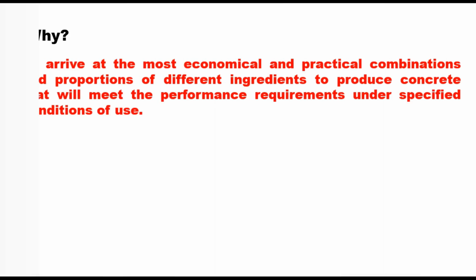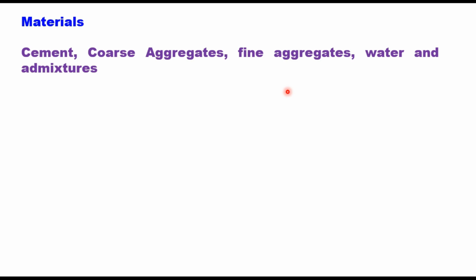The objective of designing a concrete mix is to arrive at the most economical and practical combinations and proportions of different ingredients to produce concrete that will meet the performance requirements under specified conditions of use. So different ingredients in the concrete are cement, coarse aggregate, fine aggregate, water and admixtures. Now I would discuss these admixtures a little later.